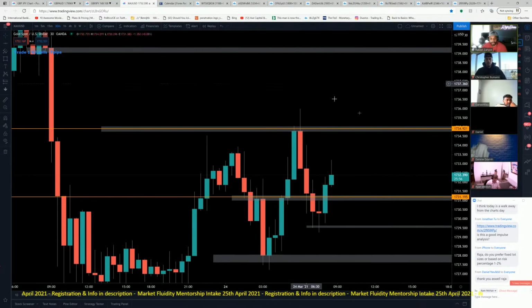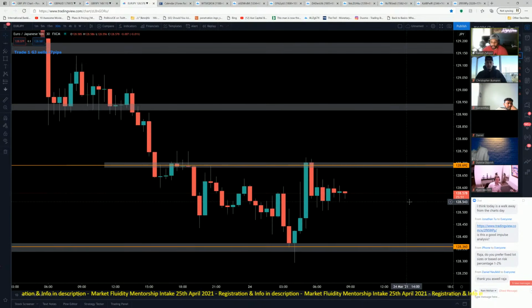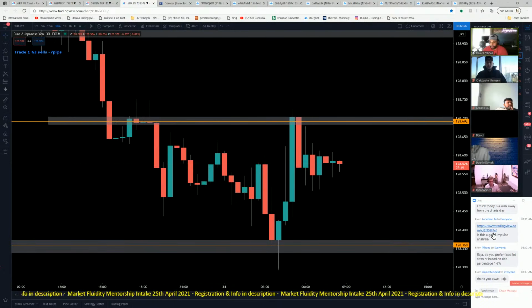GJ is just ranging. Gold is ranging here. Hippity squatching around. Your JPY is a mess. Wow, look at that range.